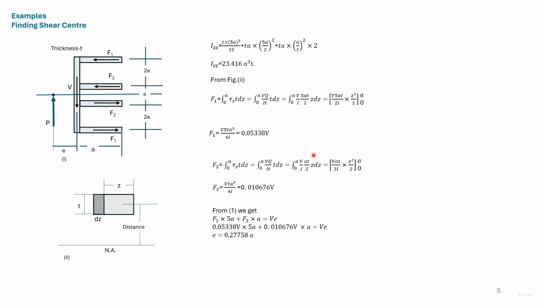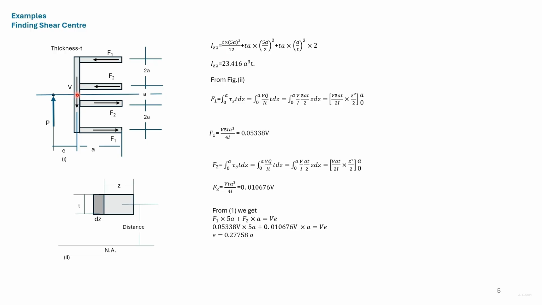This part is constant, so we integrate z dz to get z square by 2. Substituting a for z and Izz, we get F2. Since there is no other vertical force, the force acting on this vertical portion will be V. All these forces will have zero moment about the shear center.